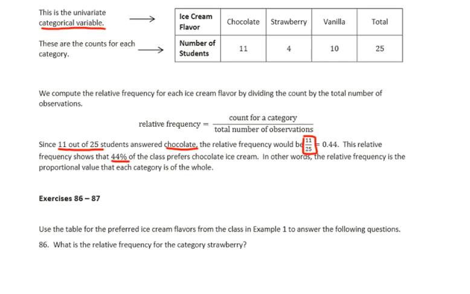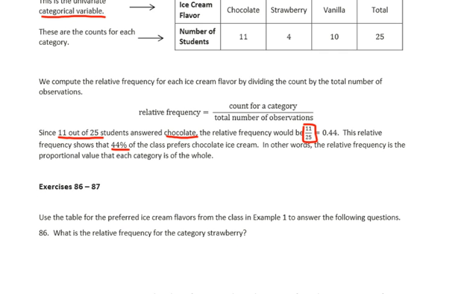So using the table for question 86, what is the relative frequency for strawberry? Strawberry, there's 4 of them out of 25 total. So if I were to convert that to a decimal, 4 divided by 25, I get 0.16. And I can make that into a percent if I wanted to, 16%.